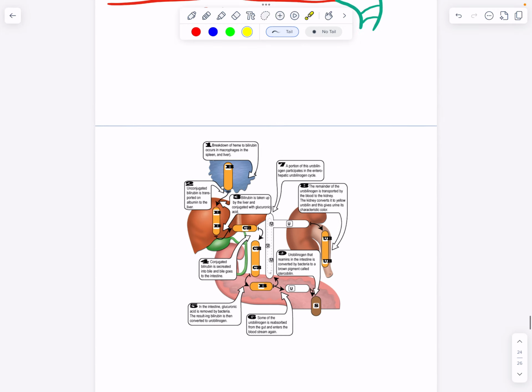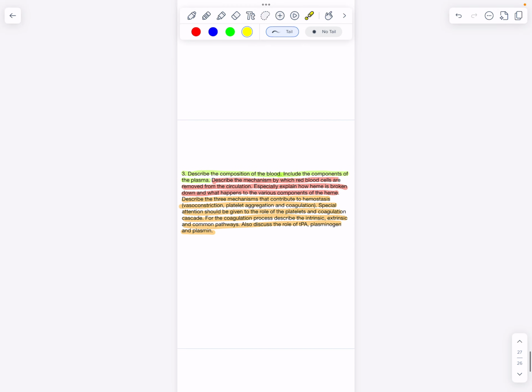So let me check what's next. So the composition of blood includes the components of plasma. Yeah, okay. Describe the mechanism in which red blood cells are broken down.